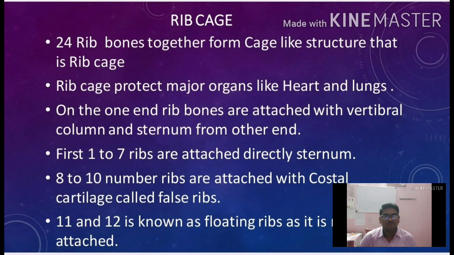Now it's time to learn about the rib cage. We all know that there are 12 pairs of ribs. 24 rib bones together form a cage-like structure. That cage-like structure is called the rib cage.